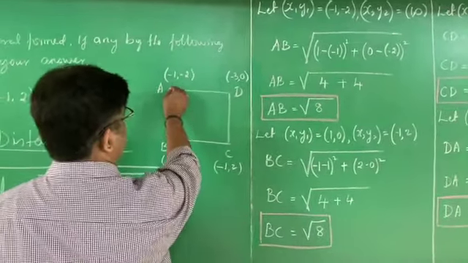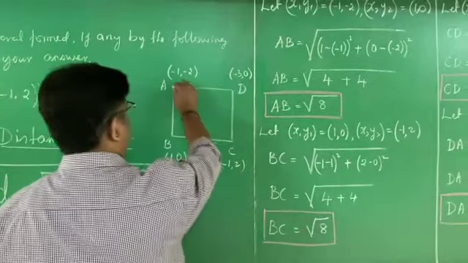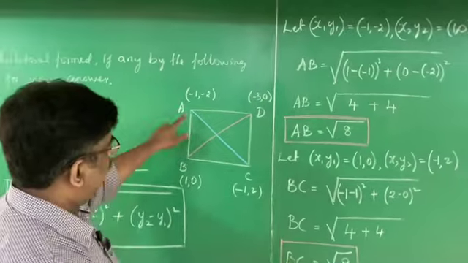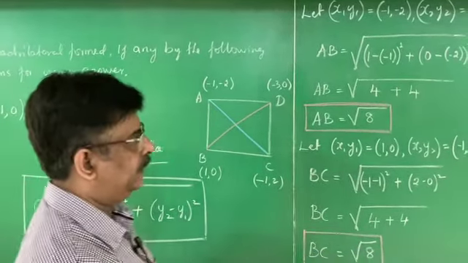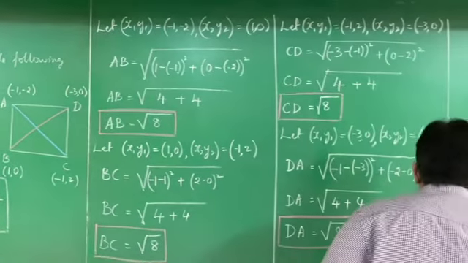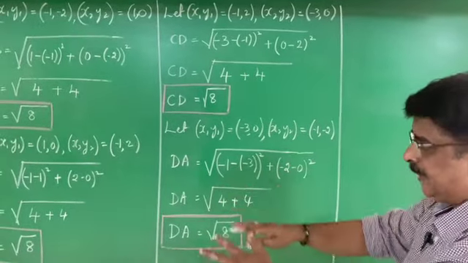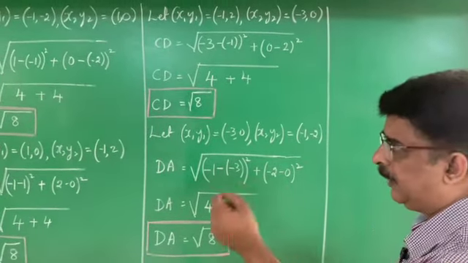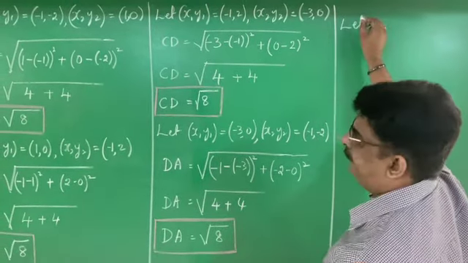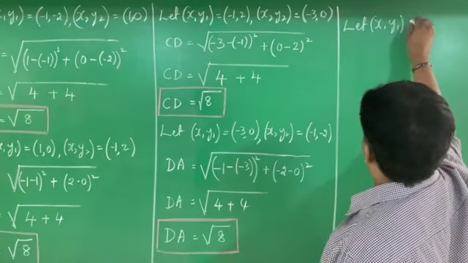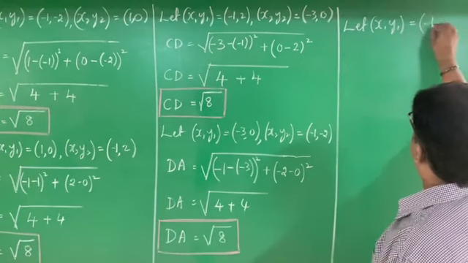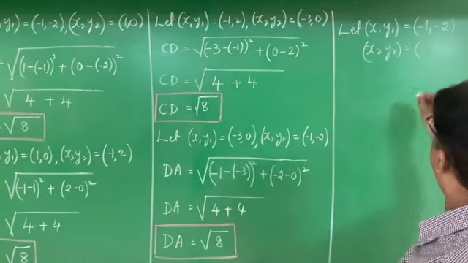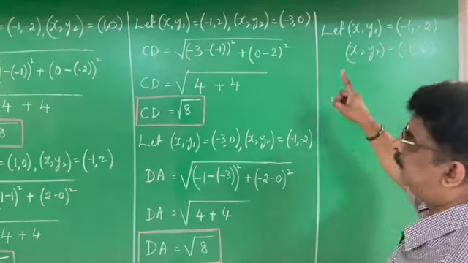What is my problem? I wanted to find the diagonals. I changed the color. I should find the length of AC and the length of BD. Now, the next step is I find the length of AC. Again, I write a line here. I got a quadrilateral with all sides equal. Now to check whether it is a square or a rhombus, I do another verification. I wanted to find the length of AC. Let x1, y1 be minus 1, comma, minus 2, and x2, y2 be minus 1, comma, 2. This is the length of AC.